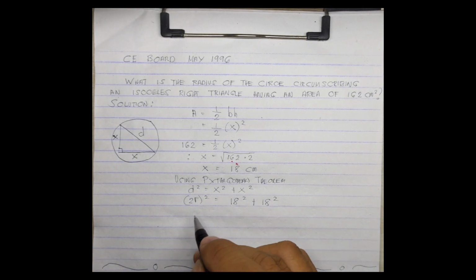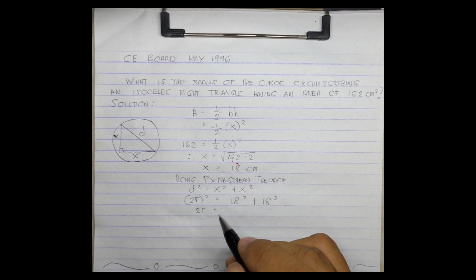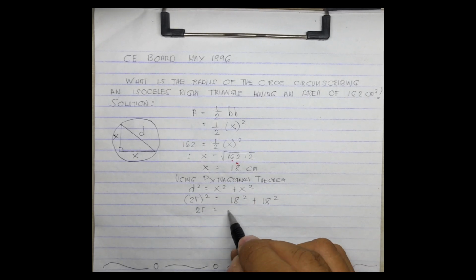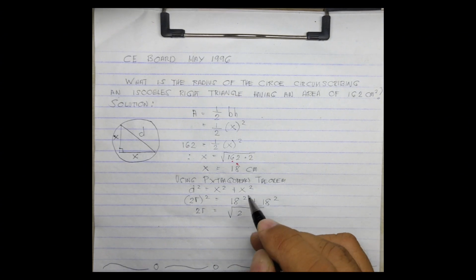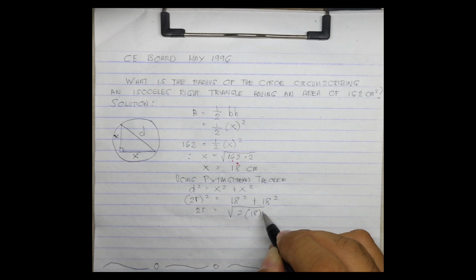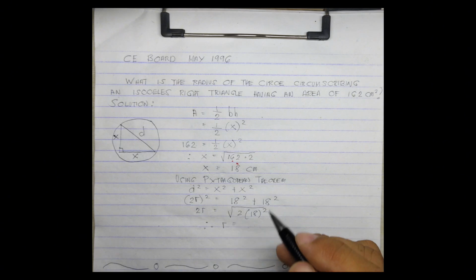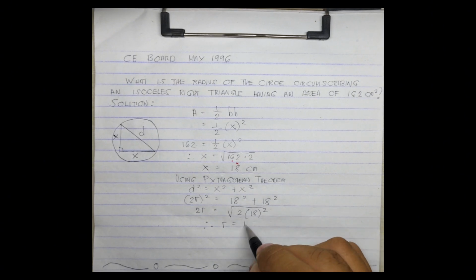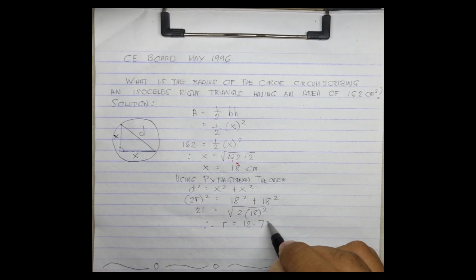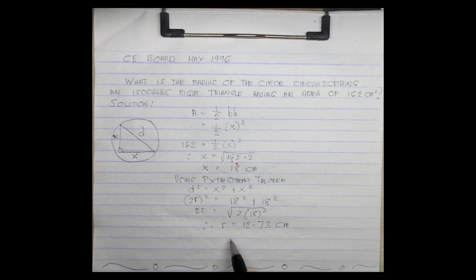So therefore, 2r is equal to the square root of 2 times 18 squared. So therefore, simplify this one, r is equal to 12.73 centimeter. Okay, so this is the final answer. Okay, thank you.